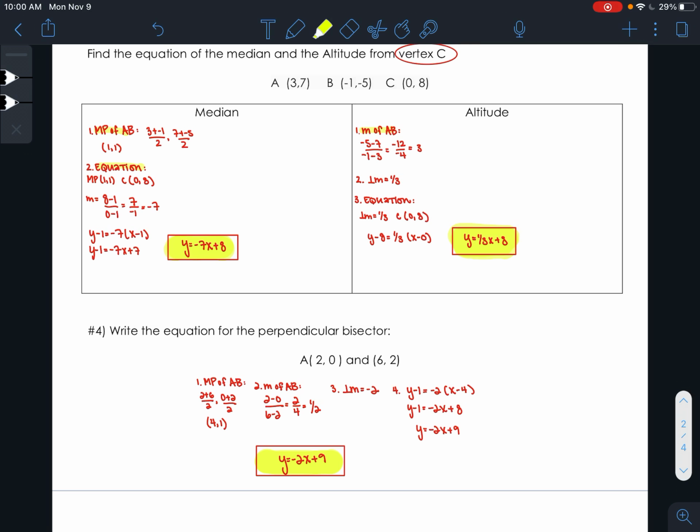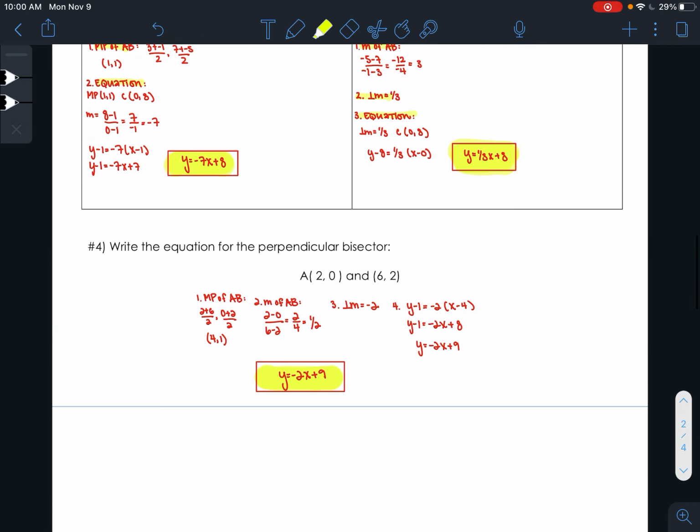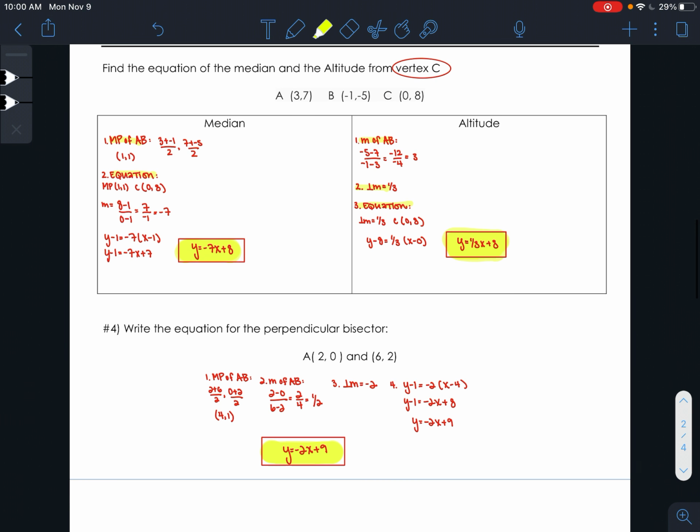For altitude, you're going to find the slope of AB. You're going to find the perpendicular slope, and then you write your equation. And then for perpendicular bisector, again, I'm outlining each step. So go ahead and pause it here and see if you can get those answers as well, okay? All right, that's it. Really quick lesson.